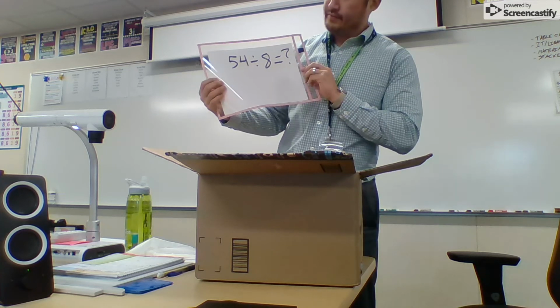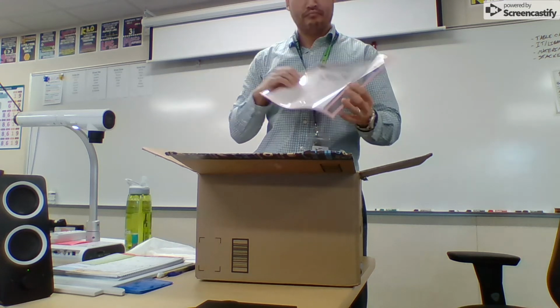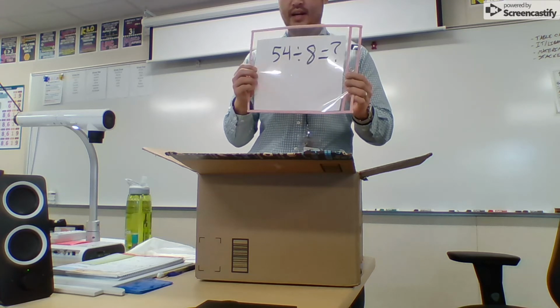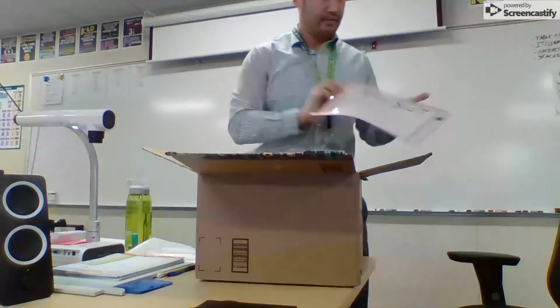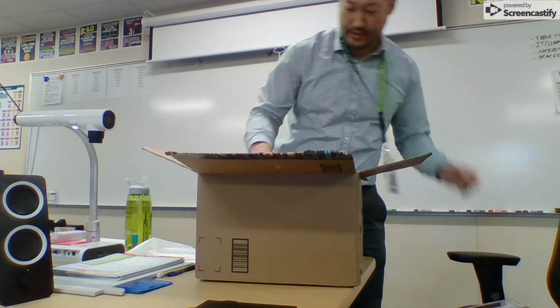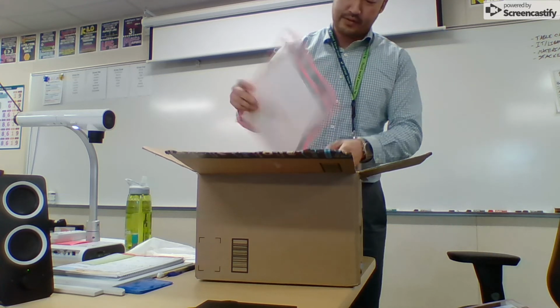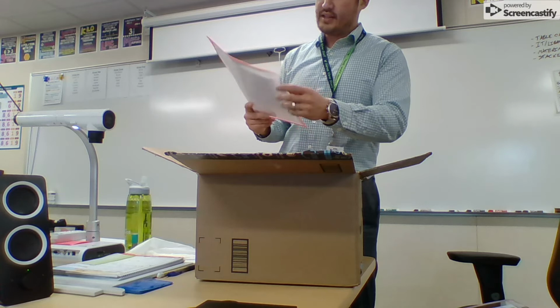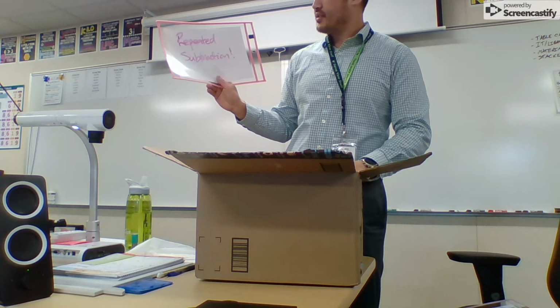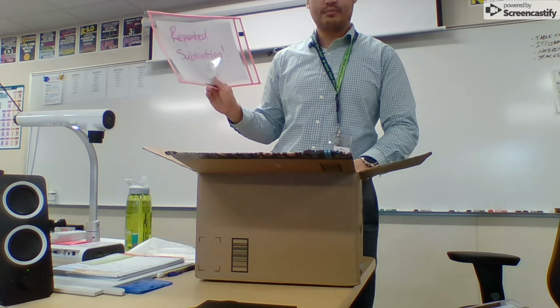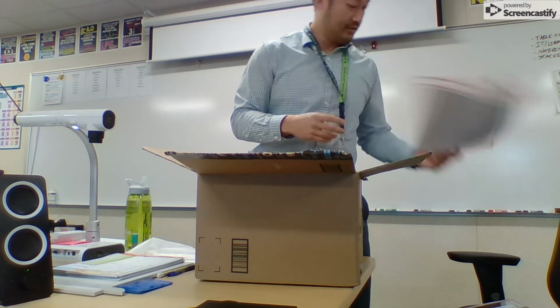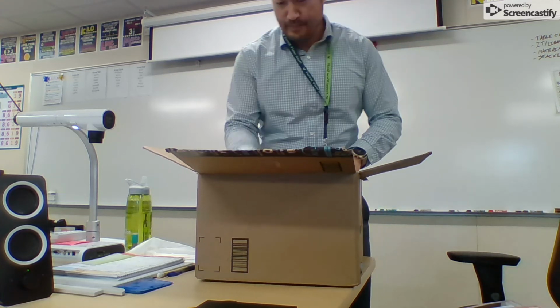We've got 54 divided by 8. That looks like a pretty good equation. I hope they provided some instructions on how to solve this. I think they did. Let's see. Oh, here's step 1. It looks like we've got one of the steps. It's saying that they want us to use repeated subtraction. I think this is a pretty good idea, and so far I'm impressed. All right, let's see what the next part of this is.